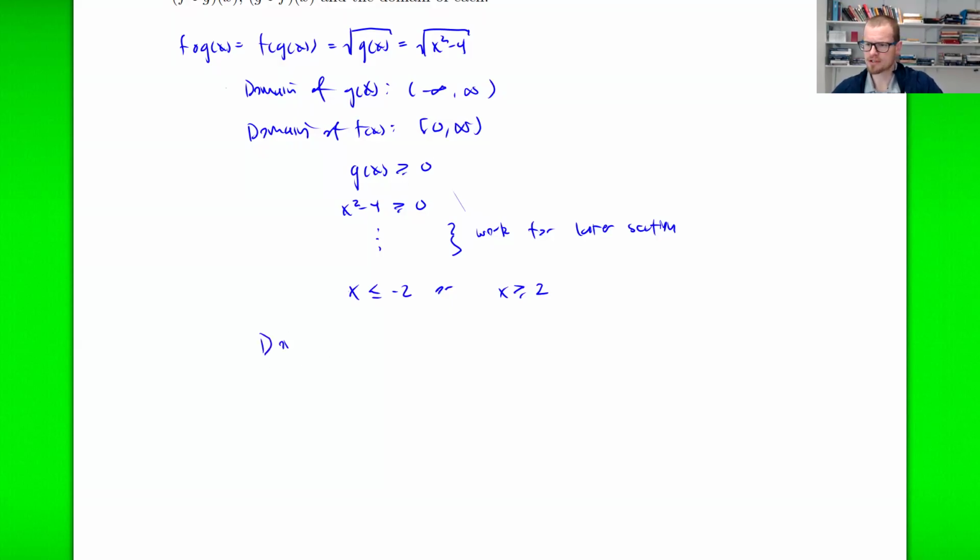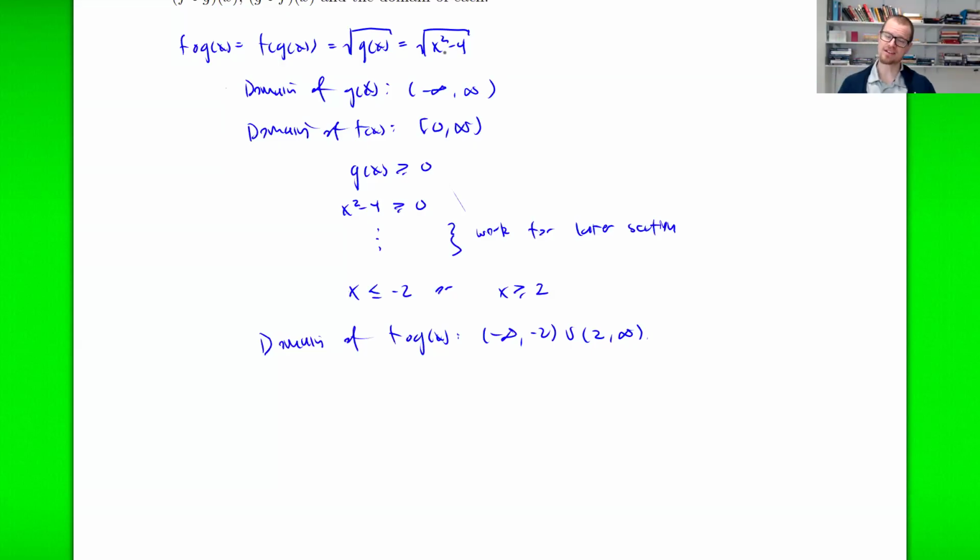So the domain of the composition F composed with G of X is going to be from negative infinity up to -2, joined with 2 to positive infinity. Now, could we have found the same domain by simply looking at what the composition is? Yes, we still could have done that.